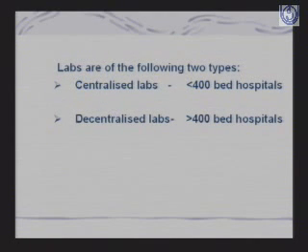Labs are of the following two types, that is the centralized lab and decentralized lab. Definitely, of course, if the hospital is of a smaller size, in that condition it is always better and economical to have a centralized laboratory service. That means the lab is in one area, and whether it is your indoor facilities, whether it is from your critical care area or it is from the emergency department, that same lab will be providing the services 24 hours.